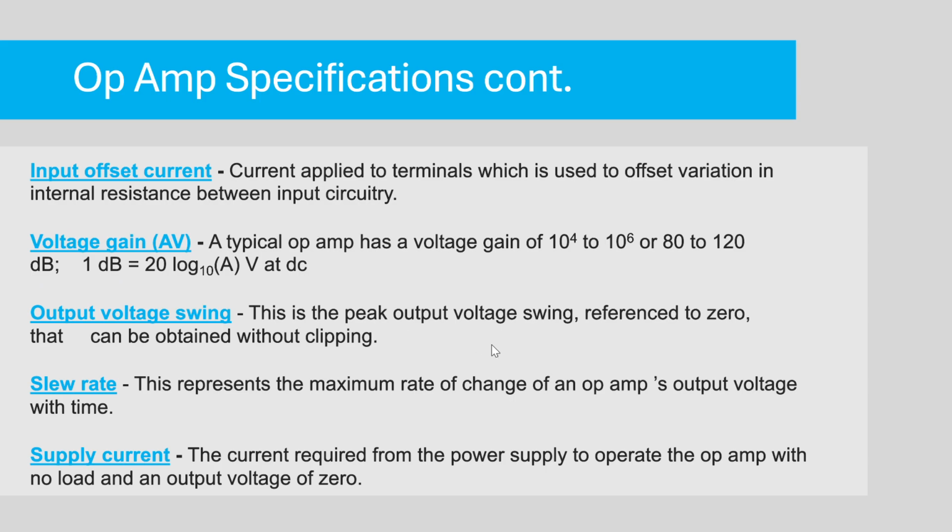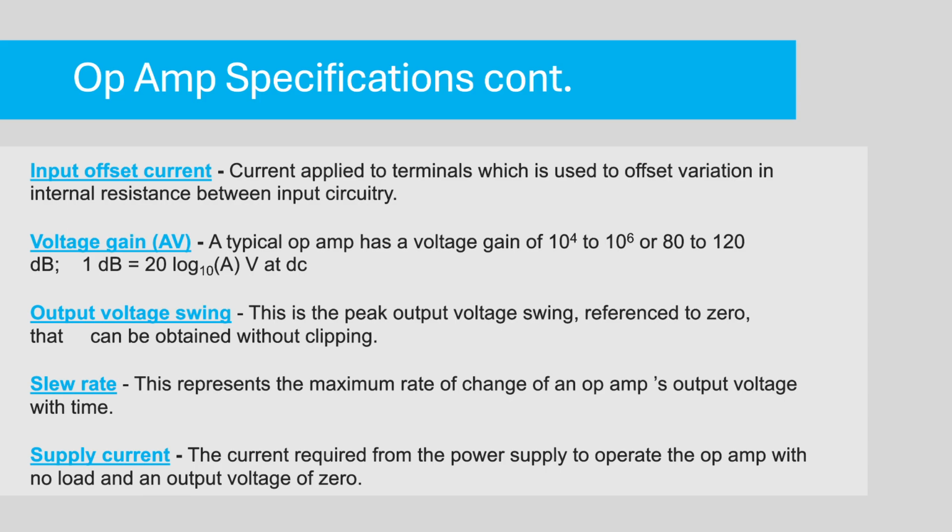Next, we can look at the output voltage swing. This is the peak output voltage swing referenced to 0 that can be obtained without clipping. So basically the whole range of outputs that we can have before we start clipping it off. At a certain point, the outputs might be so high that it starts getting clipped, or the difference between the two input terminals might be amplified to a level where it gets clipped off, and essentially just can't go above that.